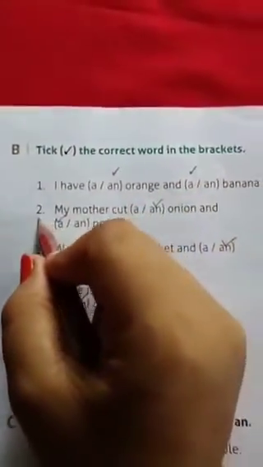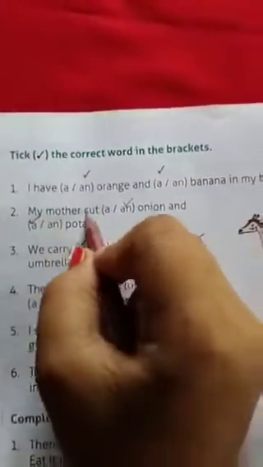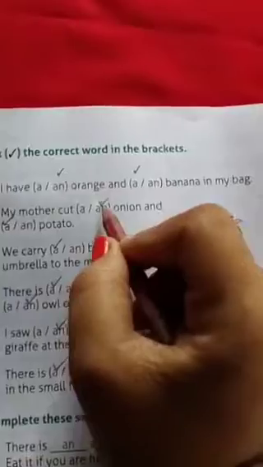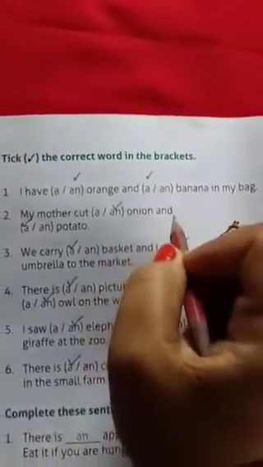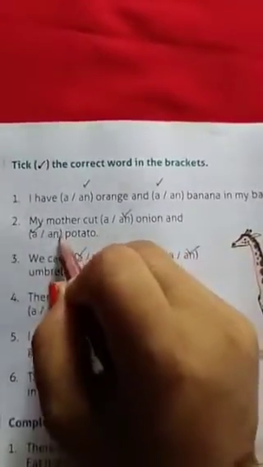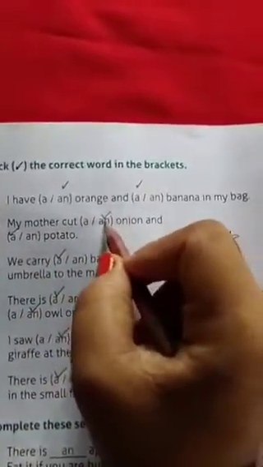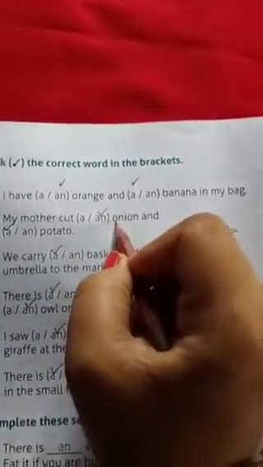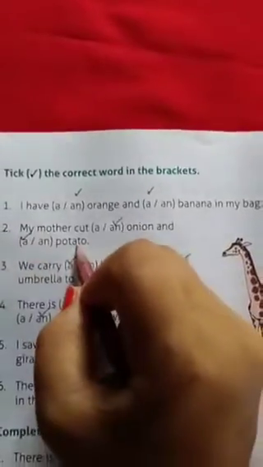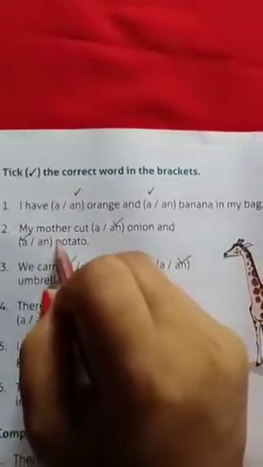Now come to question number 2. My mother cut a or an onion and a potato. My mother cut an onion. Why an onion? Because O is a vowel. And a potato. Why? Because P is the other sound.